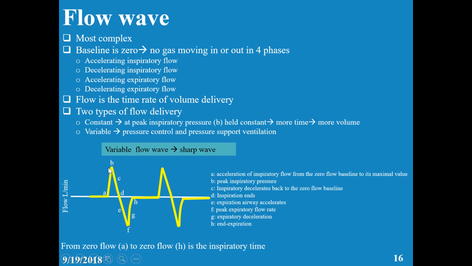If you see the variable going up and down, then it's either pressure control or pressure support ventilation. And remember, it should start at 0 and go back to 0. If it does not, even if you don't understand, there is a problem. This is about the flow graphics. Question?